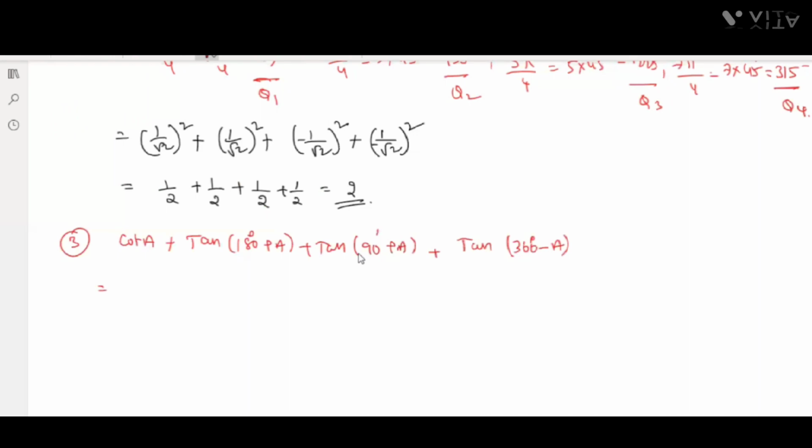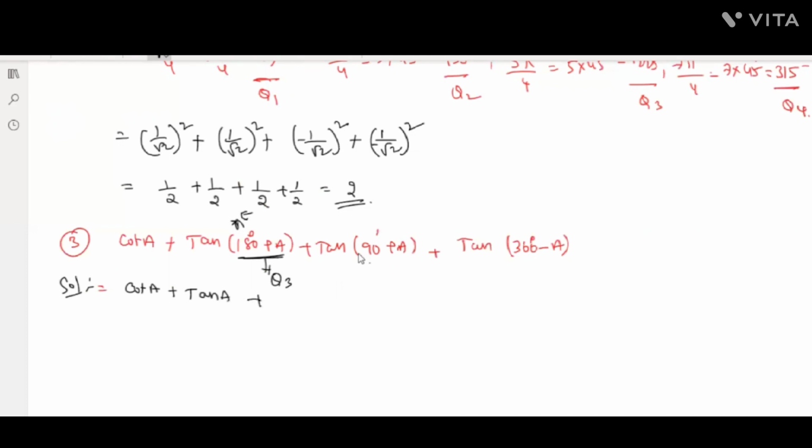So this is the question. So how can we solve this one? If you look at the solution, cot A, there is no change. It will be like that only. 180 plus A belongs to quadrant 3, so tan is positive. And 180 is the even angle, so there is no change in the trigonometric ratio. So we'll get tan A as usual.